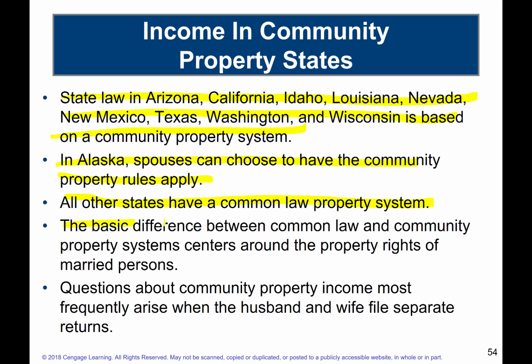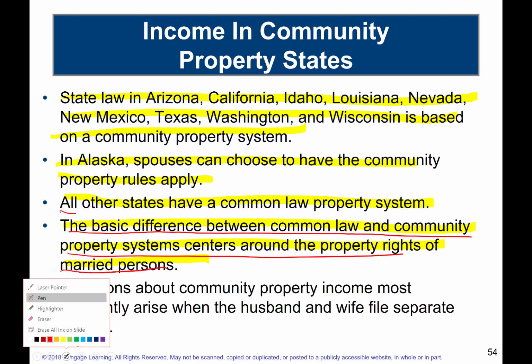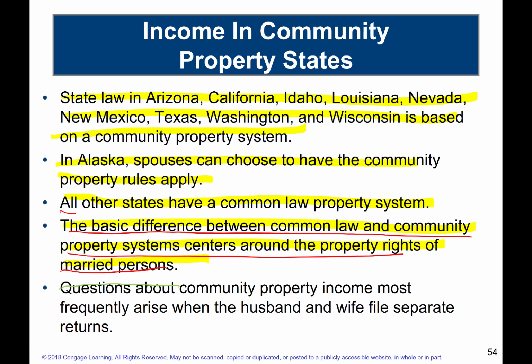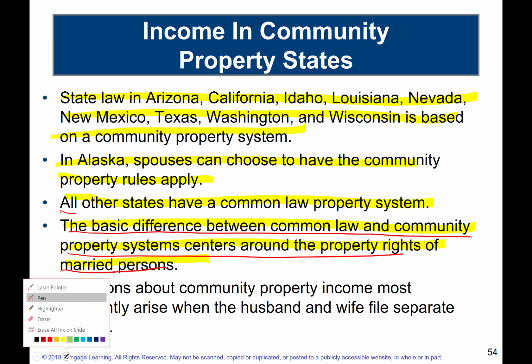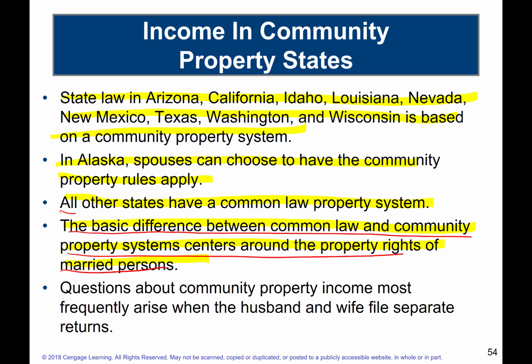Basic difference between the common law and community property states centers around the rights of married individuals. And so what we're going to see is that that's the primary difference. Questions about community property and how to handle it for our community property states obviously will come up when you have the issue of married taxpayers filing separate. And so we're going to see that we're going to have to consider those differently.